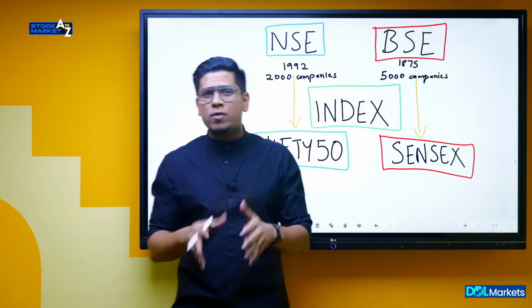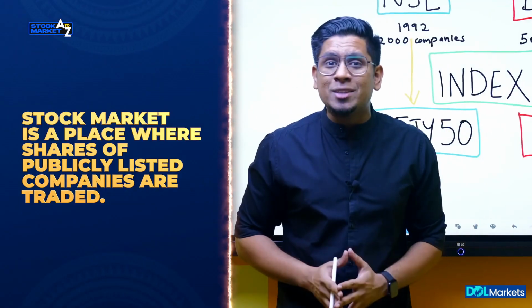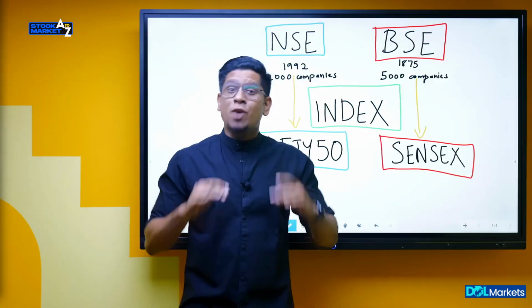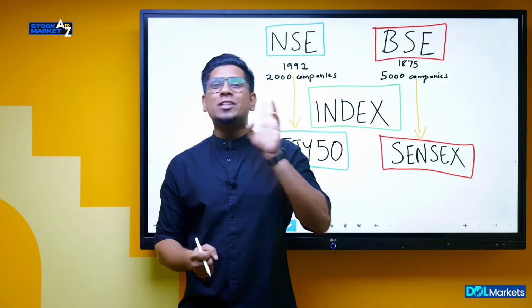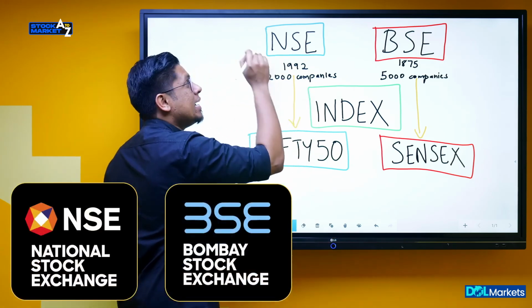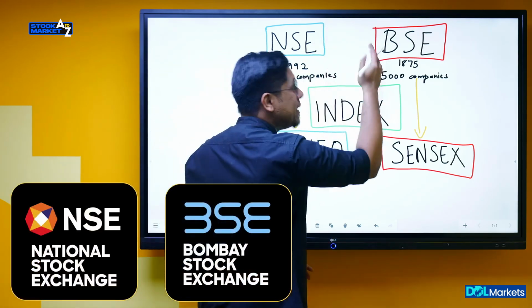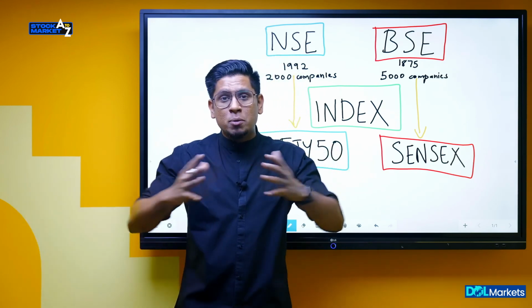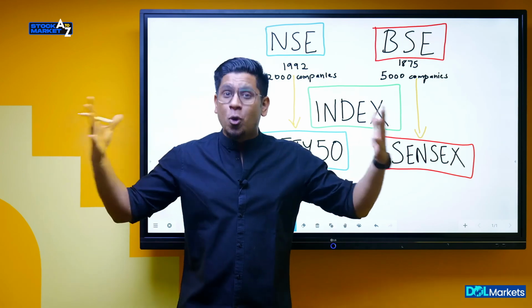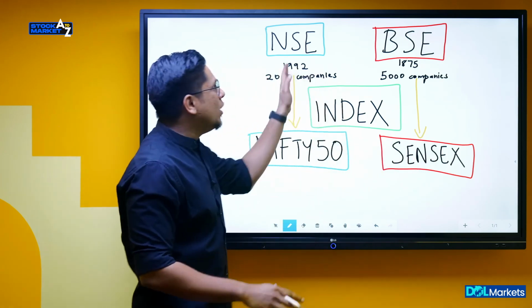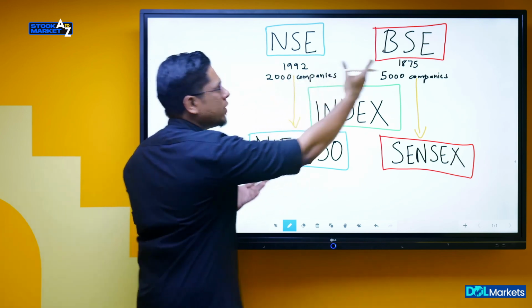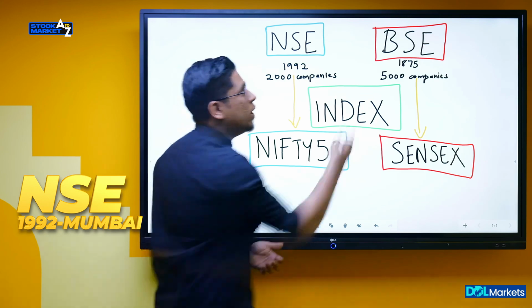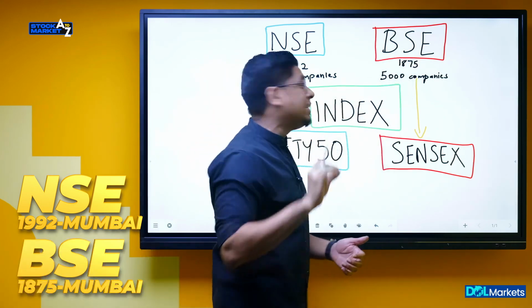In that video, we've already discussed that a stock market is a place where shares of publicly listed companies are traded. We also learned that there are two different stock markets in India. One is NSE, National Stock Exchange, and then we have BSE, Bombay Stock Exchange. We have also learned that there used to be multiple stock exchanges in India, but as of now, only these two remain. Both of them are based out of Mumbai. Speaking about NSE, NSE started in 1992. BSE started way back in 1875.